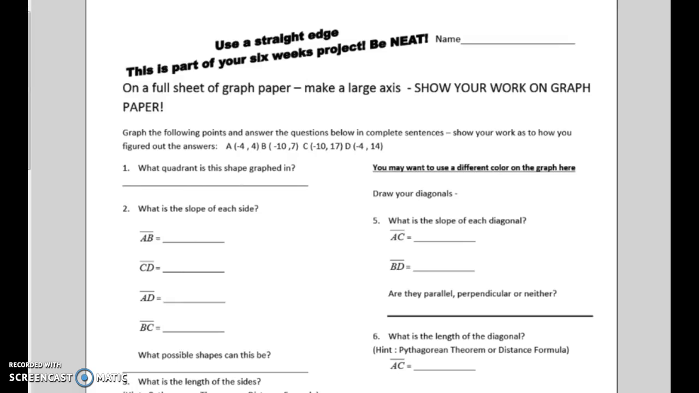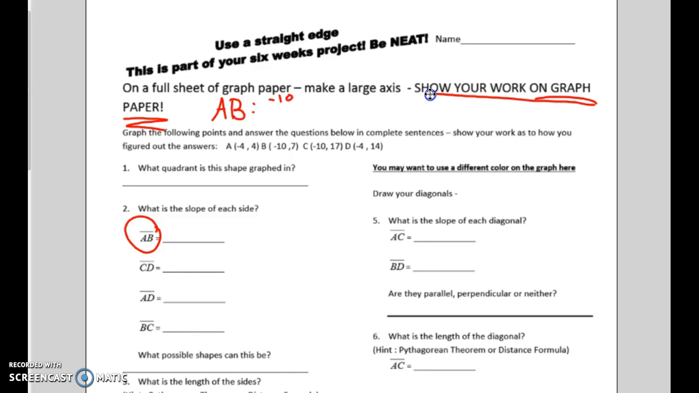This is your white project paper. So, number one, I want to point out that you must show your work on your graph paper, correct? And I want you to label what it is. So if they're asking for the slope of AB on your graph paper, you should say AB is what? And then show me what those numbers are.